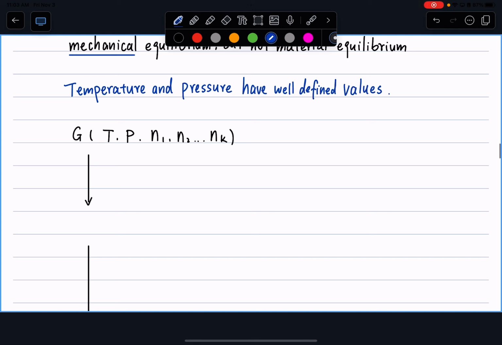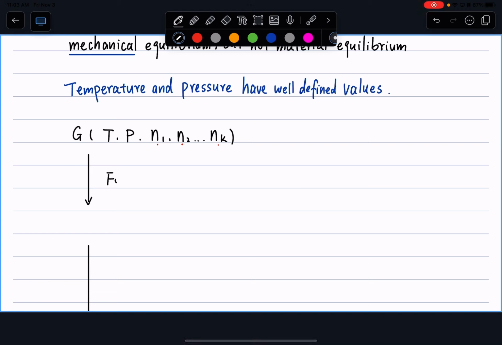Now, if we think about it, then our Gibbs free energy will become a function of temperature, pressure, and the number of moles of all kinds of chemicals involved in that chemical process. So here when we say N1, N2, all the way to Nk, we're saying that's the number of moles of all your reactants and products involved in the process. Based on our calculus knowledge, we can write it out for infinitesimal changes.